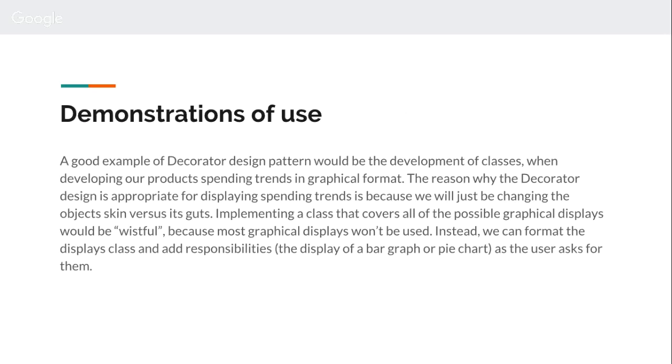If you understand a pie graph, you probably understand a bar graph, and you probably don't need a scatter plot or a box plot. But some people might find a box plot useful, seeing how they're spending their money in a more statistical format. Because most people won't use that, there's no reason to implement all those responsibilities in our fundamental class, because most graphical displays won't be used. Instead, we can format the display classes and add responsibilities as the user asks for them.